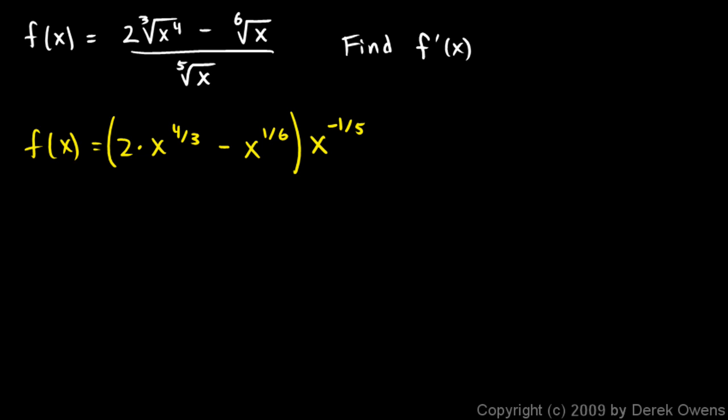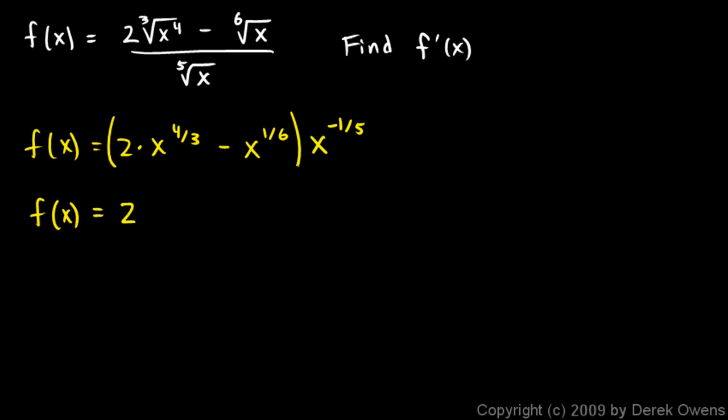And now you think, okay, now it's a product. I have this times this. Maybe I could use the product rule, but that's still a bit of a pain to do. So what I'm going to do is distribute this x to the negative 1/5. I'm going to multiply it by the first term and by the second term, and I'll get simple power functions that I can differentiate pretty easily with the power rule. So let's distribute here. I still haven't started taking a derivative. This is f of x, not f prime.